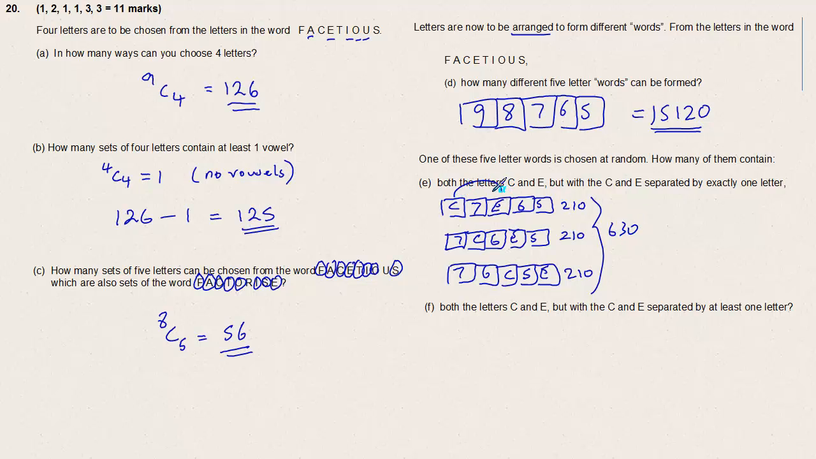But then we can swap the C and the E in each case. So 630 times 2 gives us 1,260.